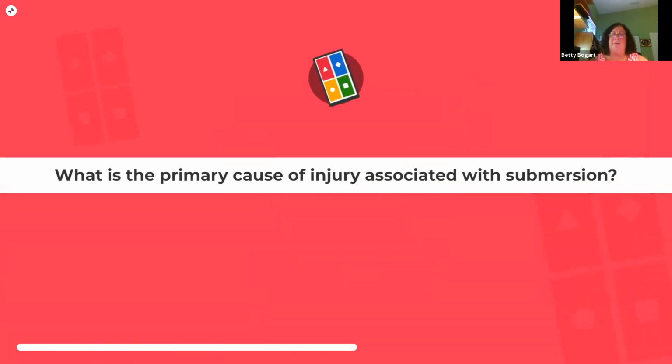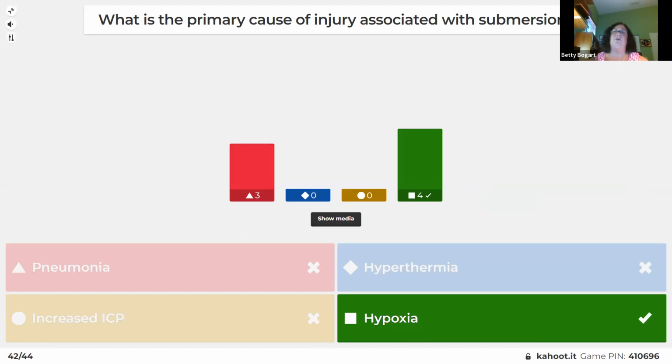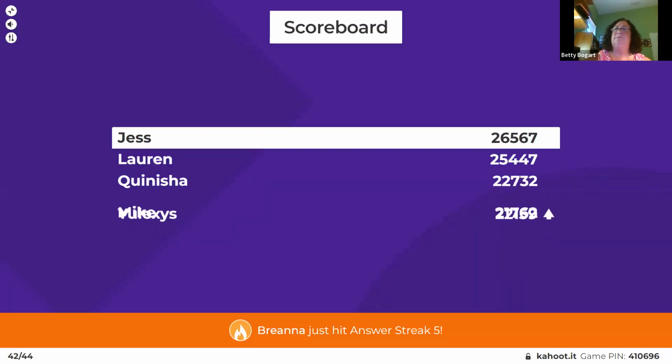What is the primary cause of injury associated with submersion or drowning? I live in South Florida and I've seen many drownings in my career. I think the worst one was when one of my favorite physician's son drowned and had a severe insult. So when you go underwater, your lungs get full of water. So what is it? It's hypoxia. It's not the pneumonia, it's that hypoxic insult, which can cause all the problems with respiratory distress syndromes.